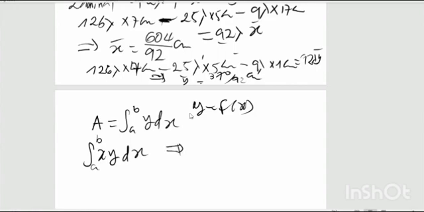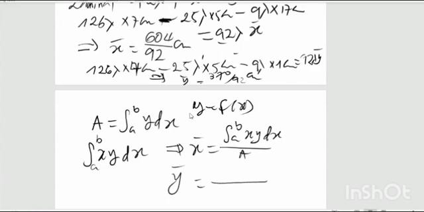This will help us obtain our x bar. Our x bar will simply be the integral from a to b of x, y, dx all over the area. Whereas the y bar will be half the integral from a to b of y squared dx all over the area. So that gives you the coordinates.